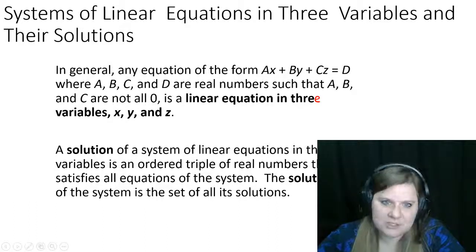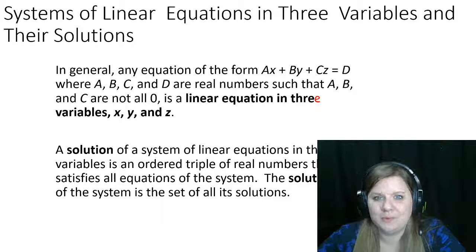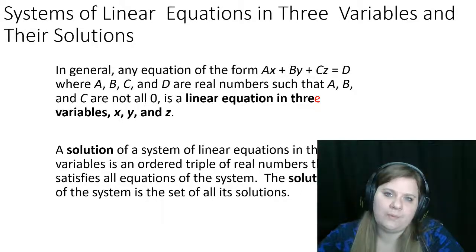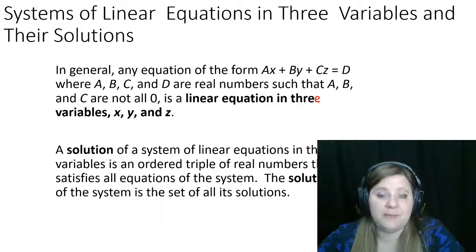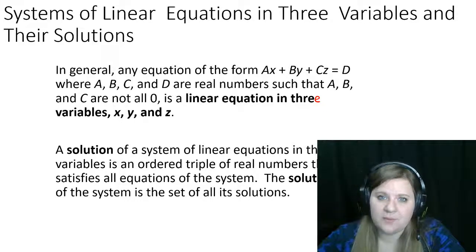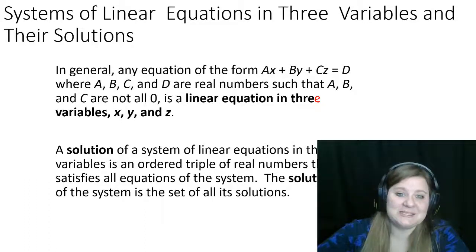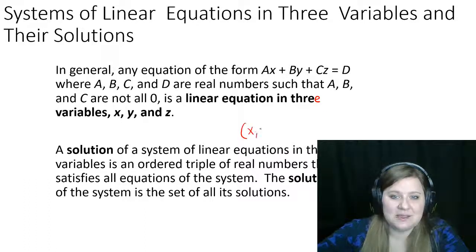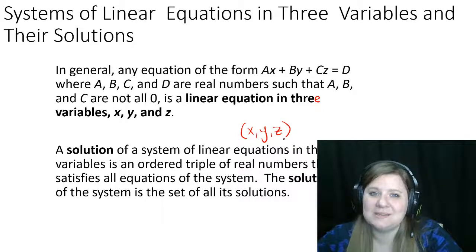A solution is going to be an ordered triple. So previously we had an ordered pair, and that is a point in 2 dimensions. We're now going to talk about an ordered triple, which is a point in 3 dimensions. It's written the same way as an ordered pair is, except now it has 2 commas and a z.